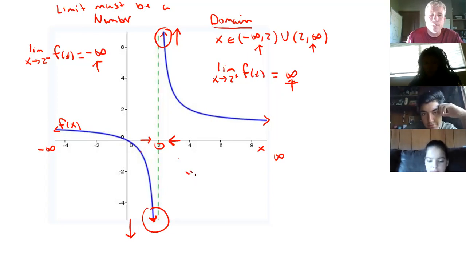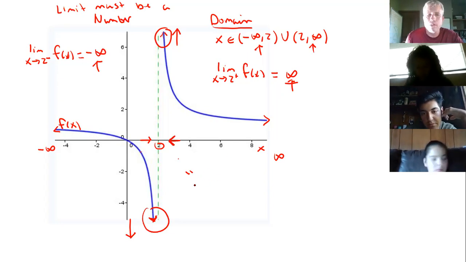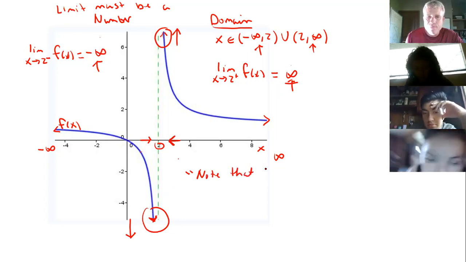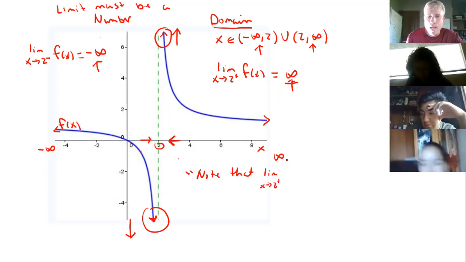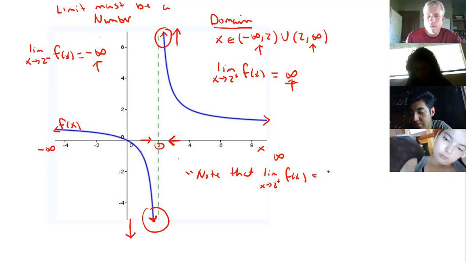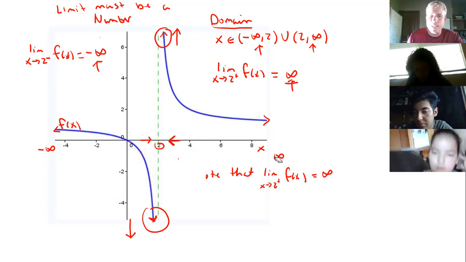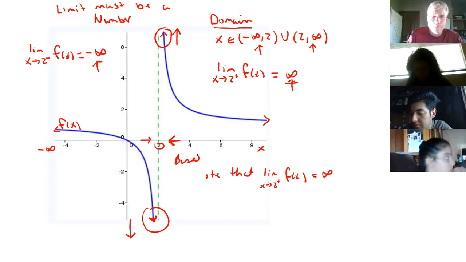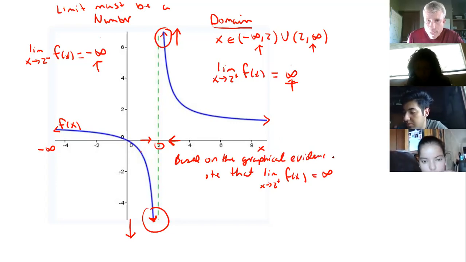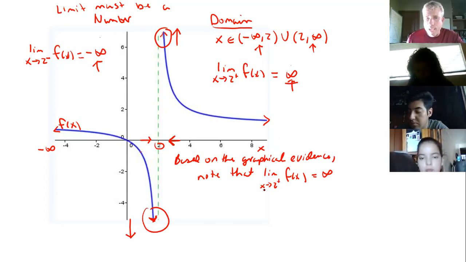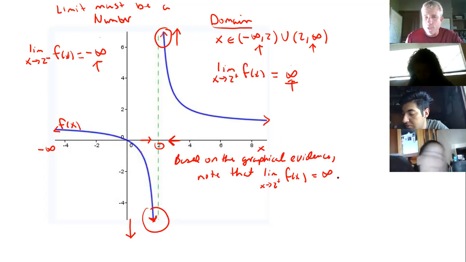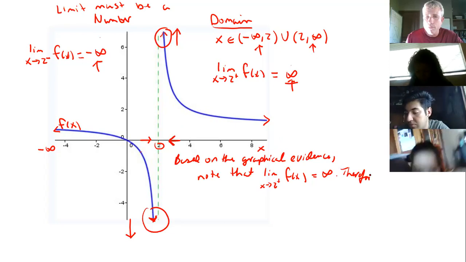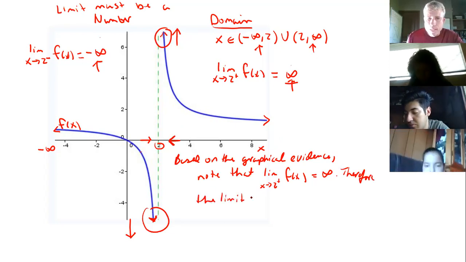If I were writing this up in a homework, and I were responding the way a math student is expected to respond, I might grab this or this, and I'd say, note that the limit as x goes to 2 from the positive direction of f of x is infinity. And I'm supposed to give graphical evidence, so I would say something even a little bit stronger. Based on the graphical evidence, note that the limit as x goes to 2 from the positive direction is infinity, because the function outputs are going to infinity. Therefore, the limit does not exist.